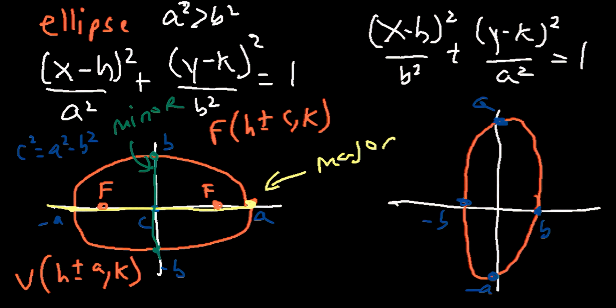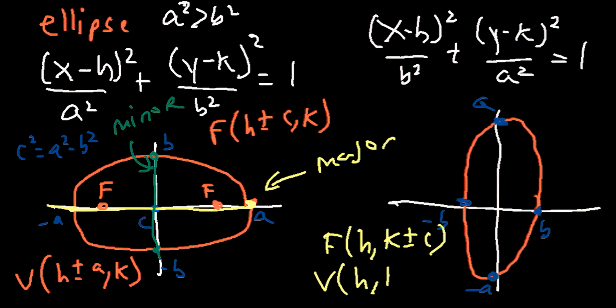So now your foci, to find it, it's going to be h comma k plus or minus c. So you add and subtract c to the y coordinate instead of the x. And your vertices are h comma k plus or minus a. So the major axis is vertical, the minor axis is horizontal. Now keep in mind, the length of the major axis is 2a. The length of the minor axis is 2b.